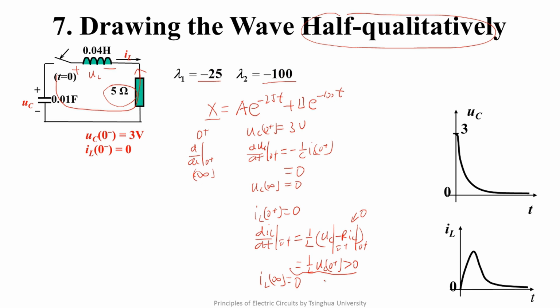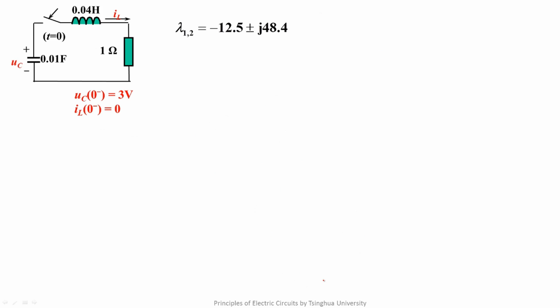It should be noted that the case we gave is overdamping. As we know from lecture 55, waveforms of overdamping and critical damping are very similar, so we won't cover those again. For the case of underdamping with a resistance equal to 1 ohm, it's easy to get its two conjugate complex roots in such a form. Based on the same initial value, we also know that uC(0+) equals 3 and duC/dt at t equals 0+ equals 0.